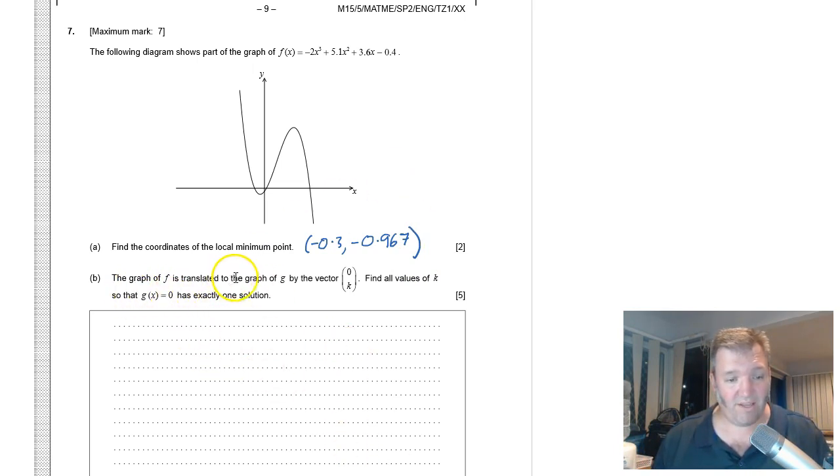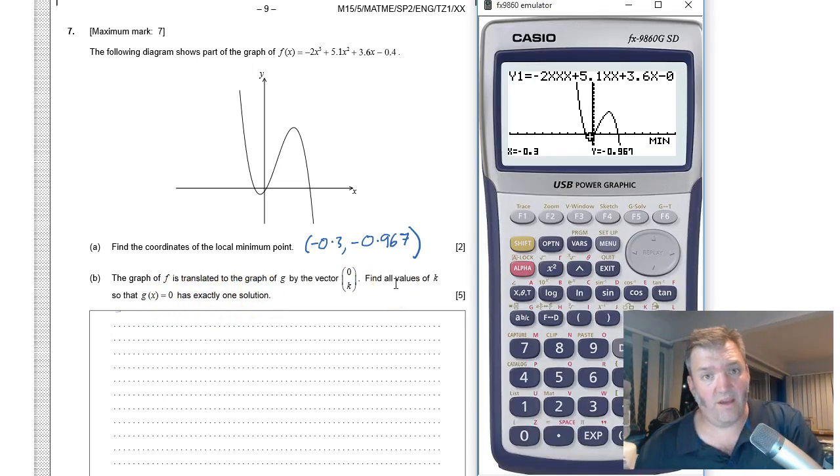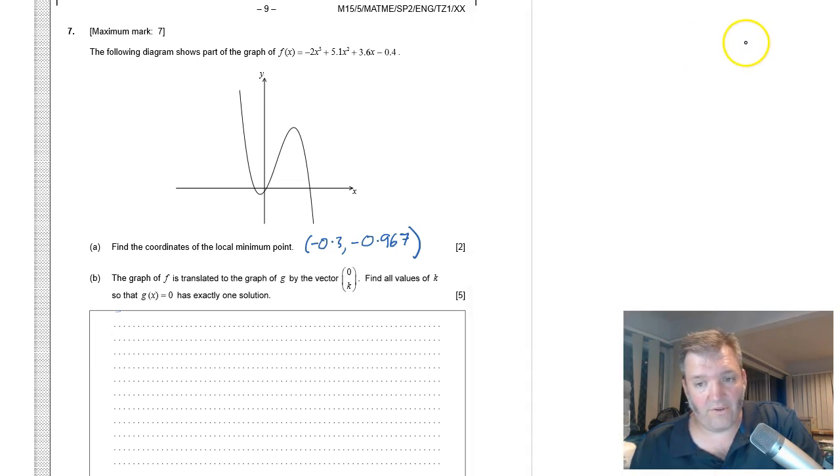The graph is translated to the graph of g by the vector (0, k). Find all values of k so that g of x equals 0 has exactly one solution. Now there's a clue there that we've got to look at. At the moment this has got 3 solutions, 1, 2 and 3. Now there are 2 possible situations where it would have only one solution. Let's have a look just over on the side here what they would be.